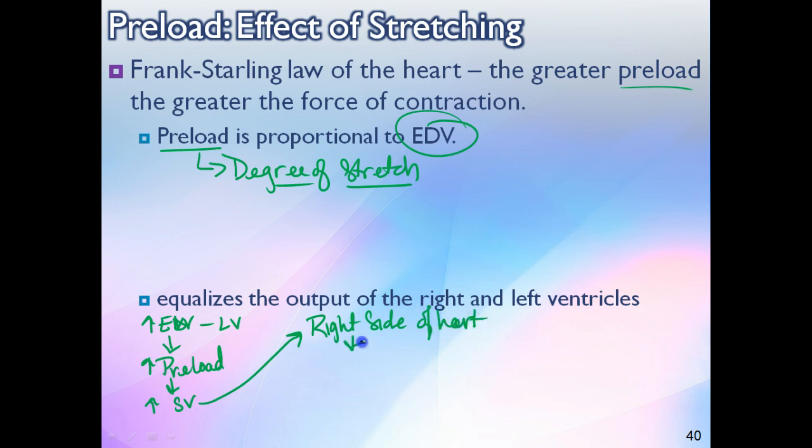Okay, where it leads to an increase in end diastolic volume of the right ventricle. Well, that increase in end diastolic volume of the right ventricle leads to an increase in the preload of the right ventricle. And finally, an increase in stroke volume of the right ventricle. Well, that increase in stroke volume eventually leads to an increase in end diastolic volume of the left ventricle.